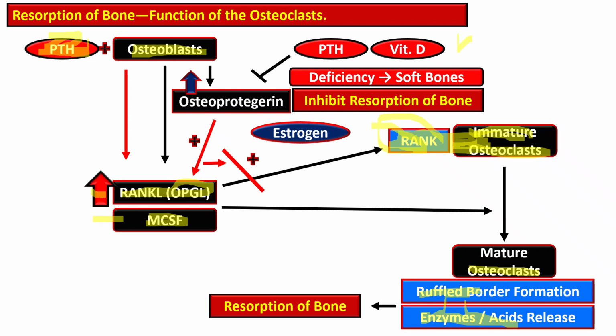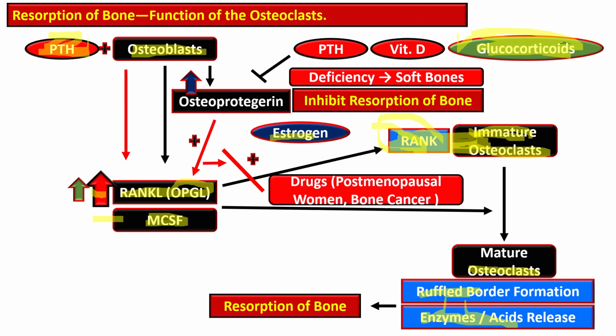Glucocorticoids are responsible for increasing RANK ligand, decreasing osteoprotegerin, and increasing bone loss risk, while estrogen is responsible for increased osteoprotegerin and decreased osteoclastic activity. So, drugs mimicking osteoprotegerin, such as denosumab, block the RANK ligand, which is useful in postmenopausal osteoporosis and bone metastasis, and is also helpful in cancer related bone loss.